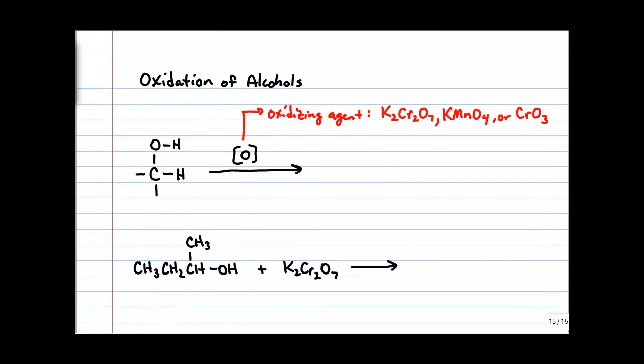The last thing I want to do in this pre-class video is talk about a very important reaction of alcohols called oxidation. Again, we've talked about redox. What is oxidation? Loss of electrons. What is reduction? Gain of electrons. Well, you can start with an alcohol and react it with what we call an oxidizing agent, something that causes the alcohol to become oxidized.